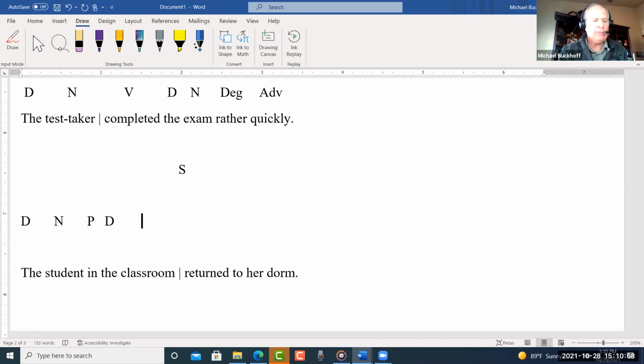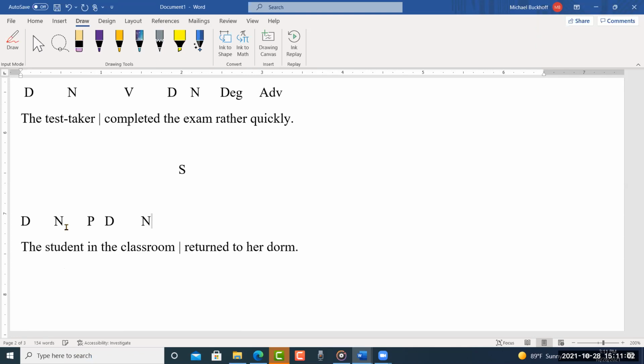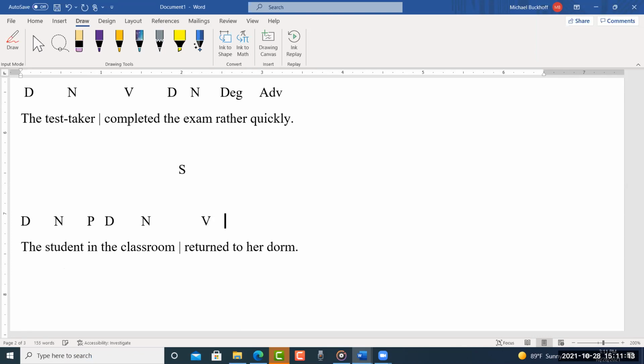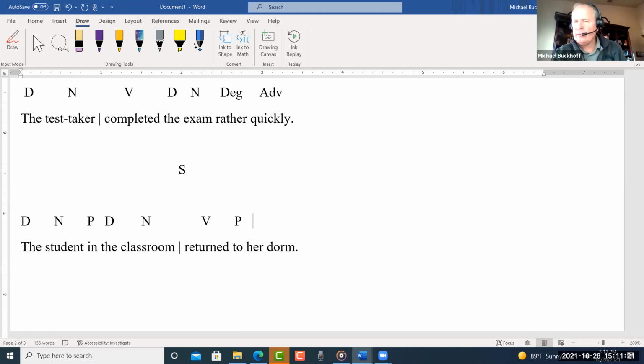What is "classroom"? A noun. Good. Let's get this closer. And what is "returned"? Notice it has -ed on it. It comes after the subject. What is "returned"? A verb. Good. So we can identify that. What is "to"? I went to the class. A preposition. Good. And what is "her"? Don't say adjective. Noun? No. A pronoun? No.